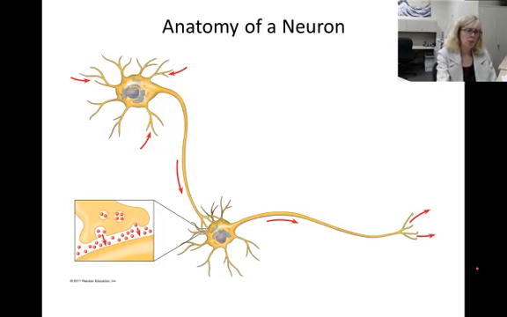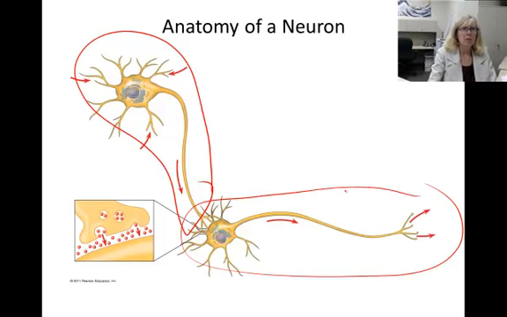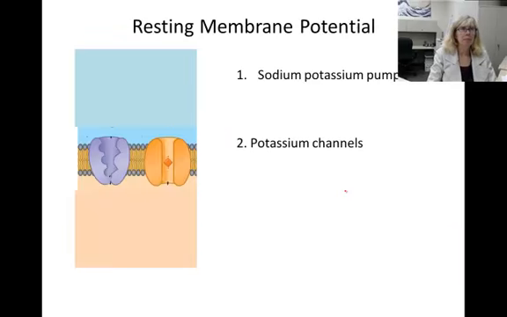This image shows one neuron signaling a second neuron. Please use chapter 48 in your book to label this diagram.